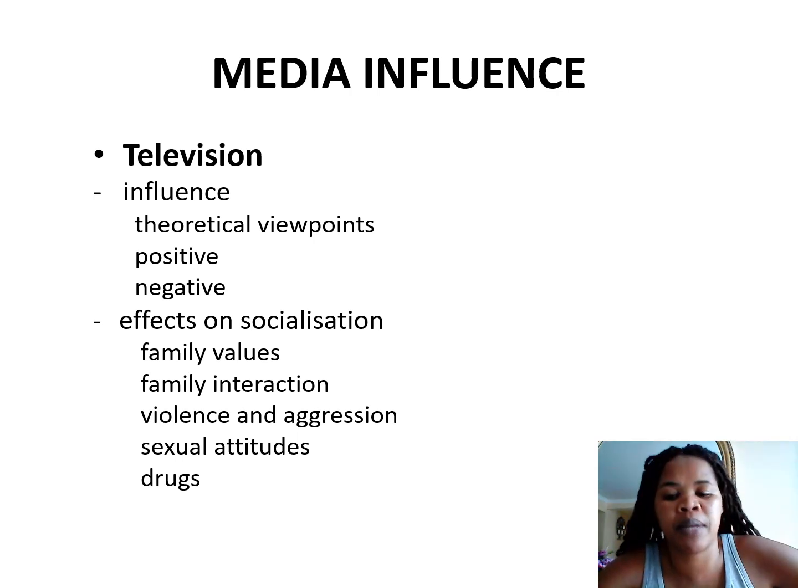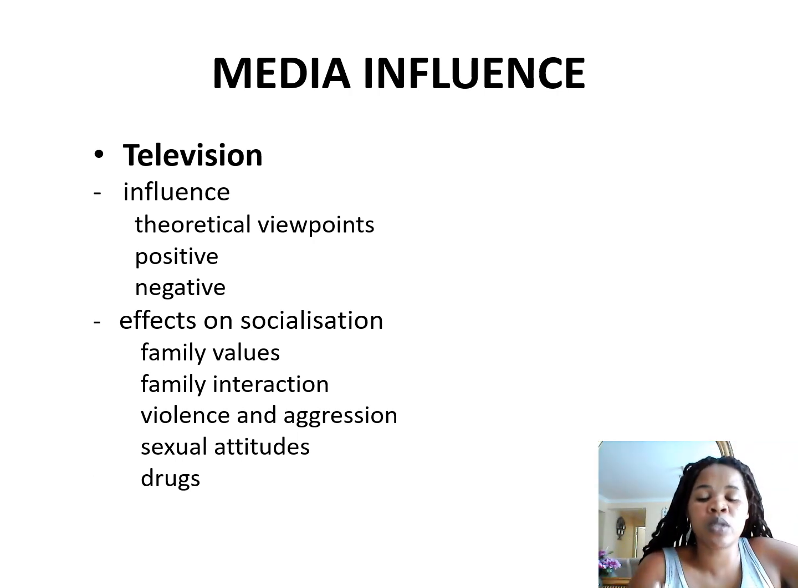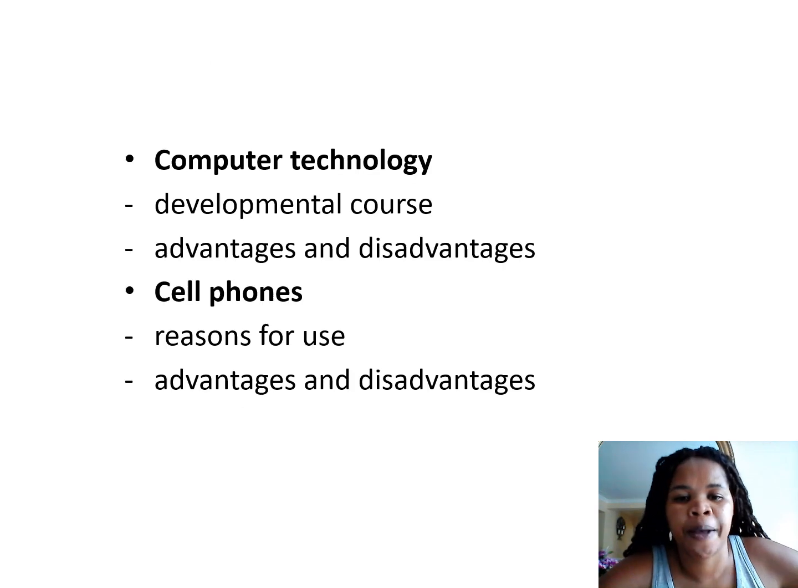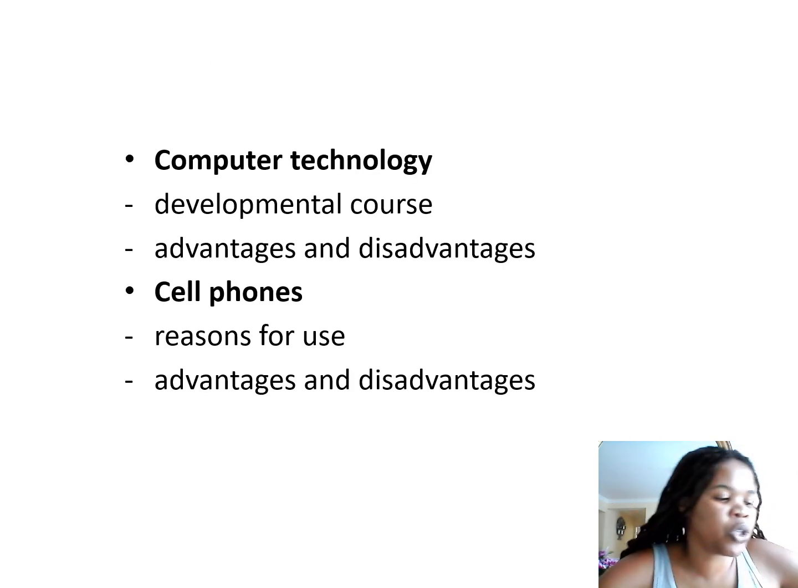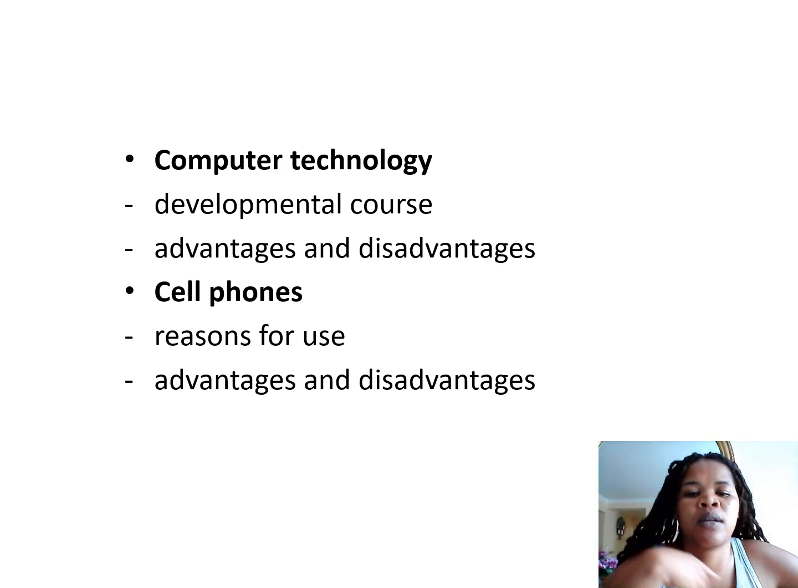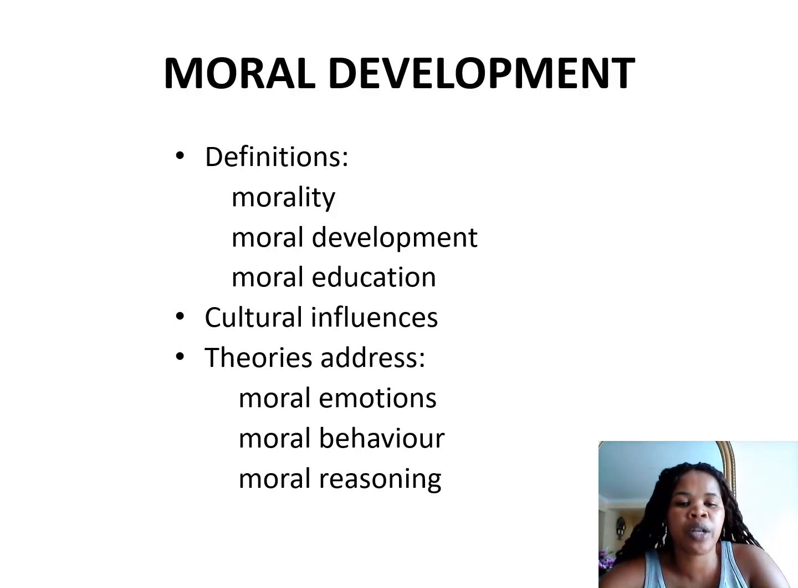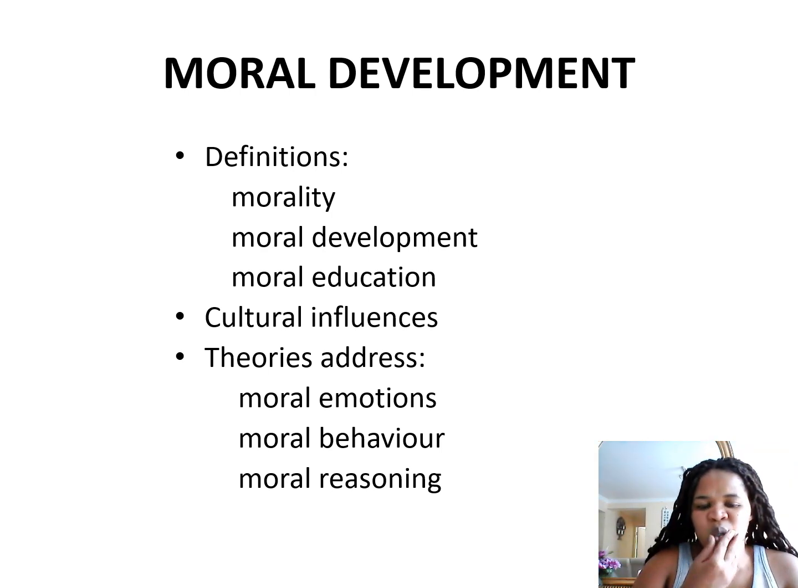But sometimes it has some negative connotations where your children can learn bad attitudes. They can learn how to do bad things like drugs. They can be exposed early, so there's early exposure to sexual attitudes and to violence and aggression. So that's why we need to always watch what our kids watch. Computer technology, I mean, most children have their own phones from the age of 2, and they know how to work these phones. And of course, there are some advantages and some disadvantages to cell phones, and to children being exposed to cell phones.